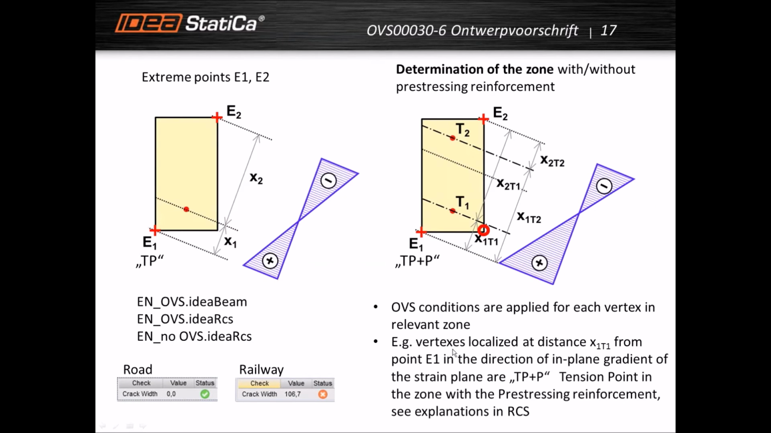Now then, all vertices localized at this distance. If there is one more vertex, then we would also consider it as TP plus P, as a tension point in the zone with pre-stressing reinforcement. You can see also the explanations in the RCS project. We can go to the examples which are here.